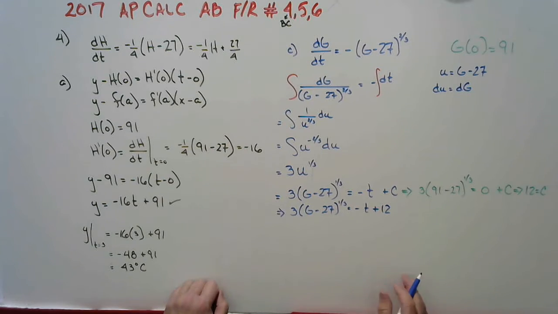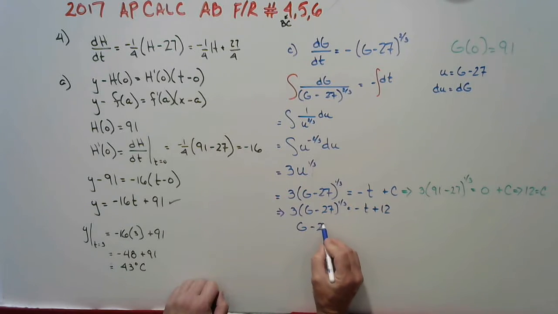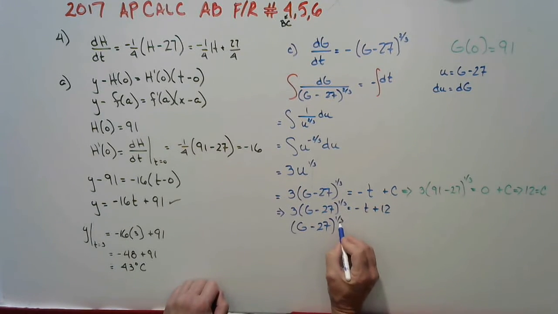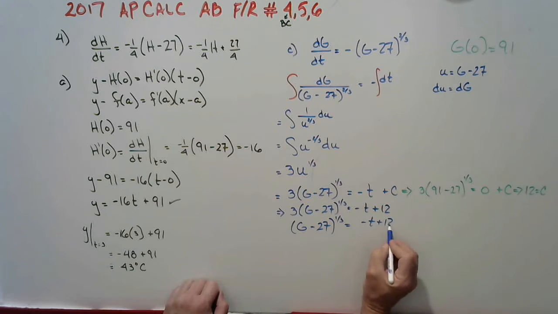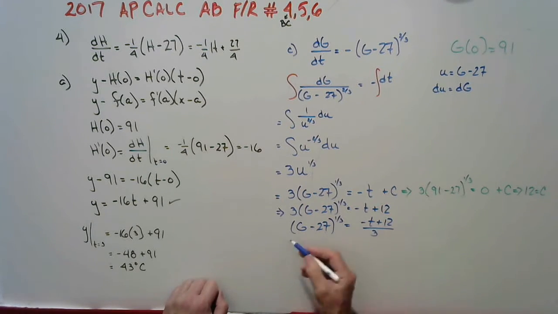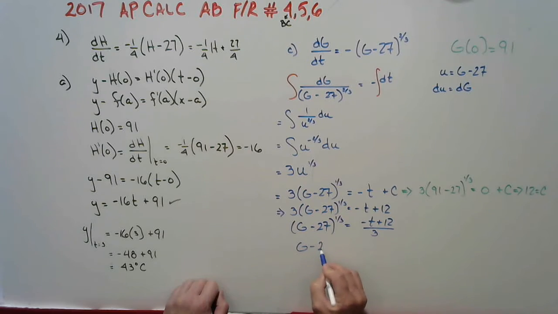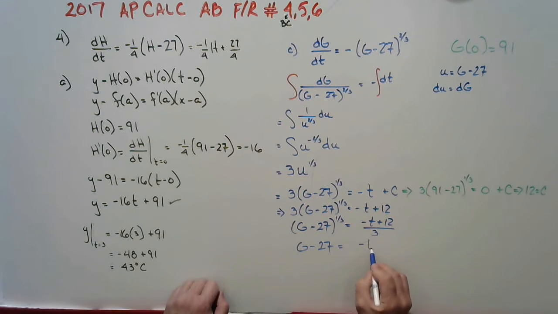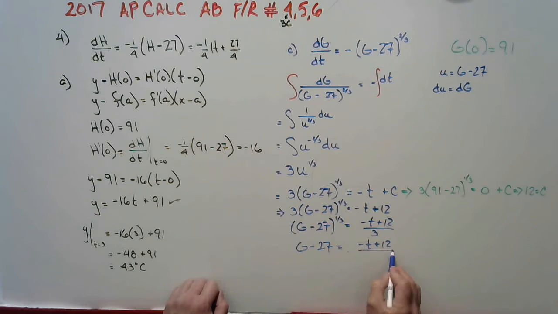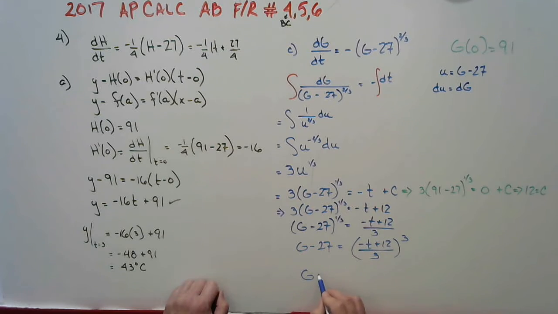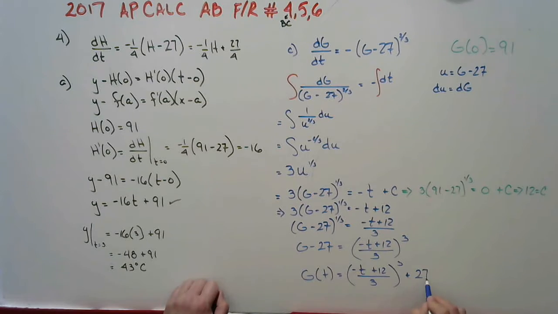So now we're going to do some algebra, right? So what are we going to do? We're going to bring the 3 over here, and we're going to get g minus 27 to the 1/3 equals negative t plus 12, divided by 3. We're going to cube both sides to get g minus 27 equals negative t plus 12 over 3 cubed. And now we're going to move the 27 over, and we get g of t equals negative t plus 12 over 3 cubed plus 27.